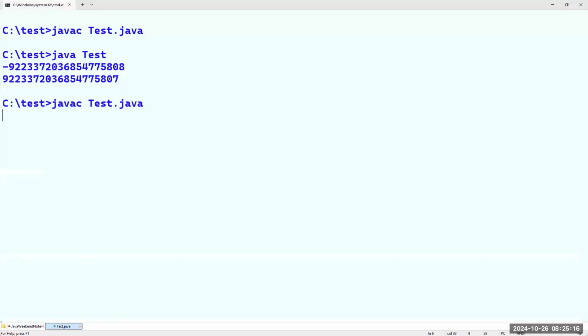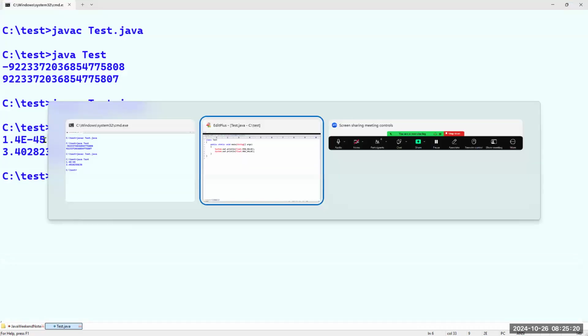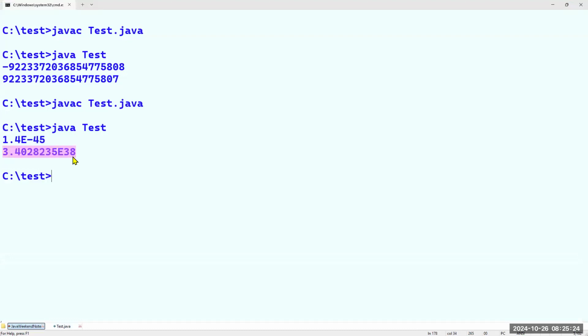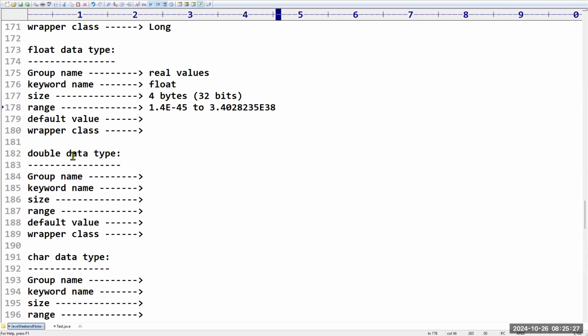In floating point also, minimum value and maximum value will be there. So 1.4 e to the power minus 45 is the minimum and 3.4028235 e to the power plus 38 is the maximum. What is this e value? In the literals I will explain, but make sure that it covers negative and positive numbers. What is the default value? 0.0. Wrapper class name is Float.